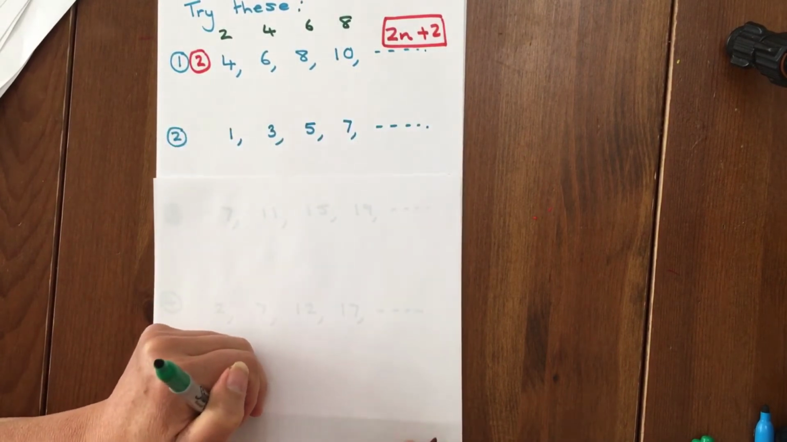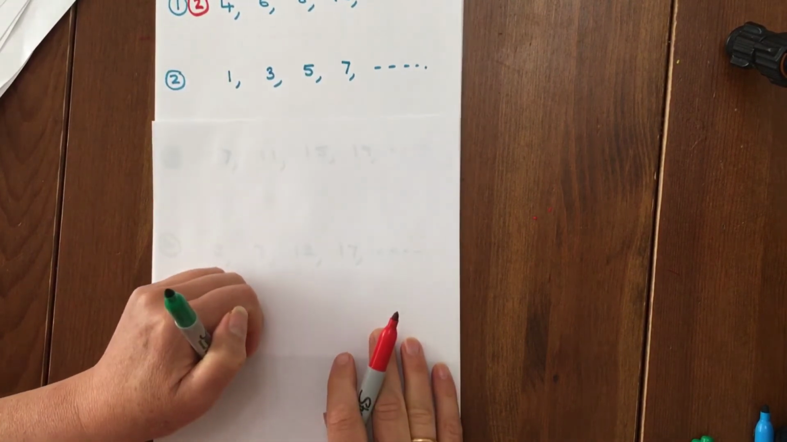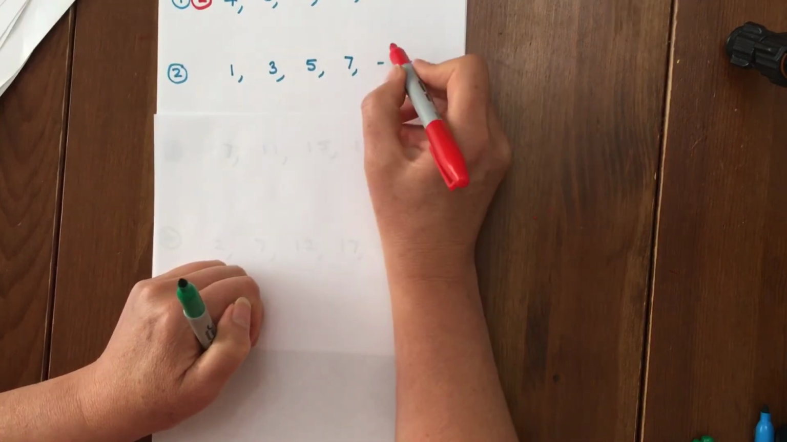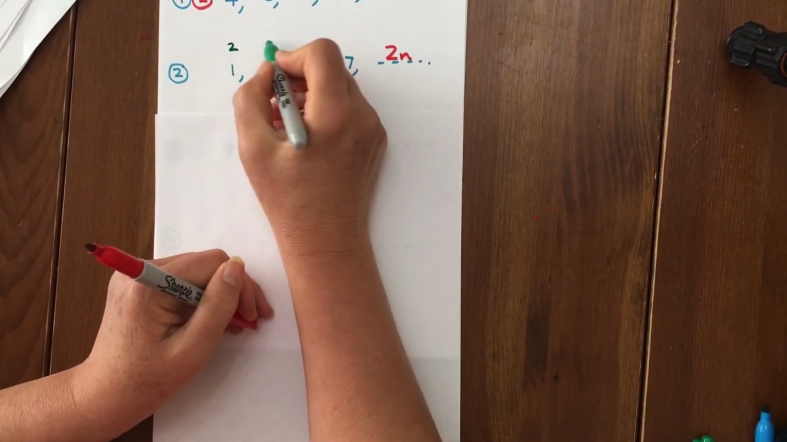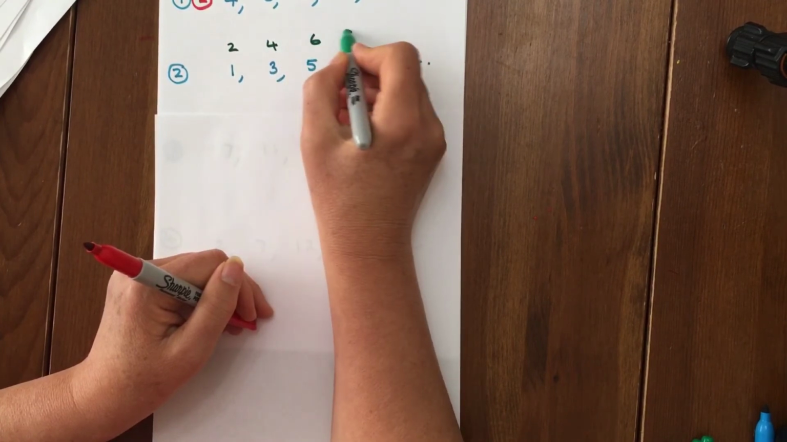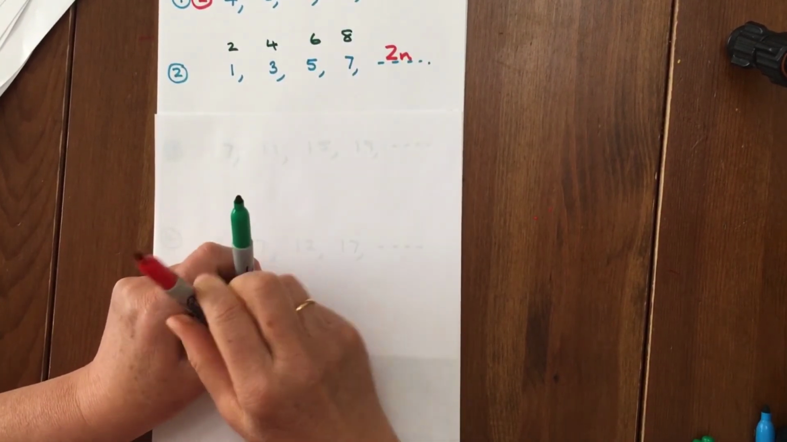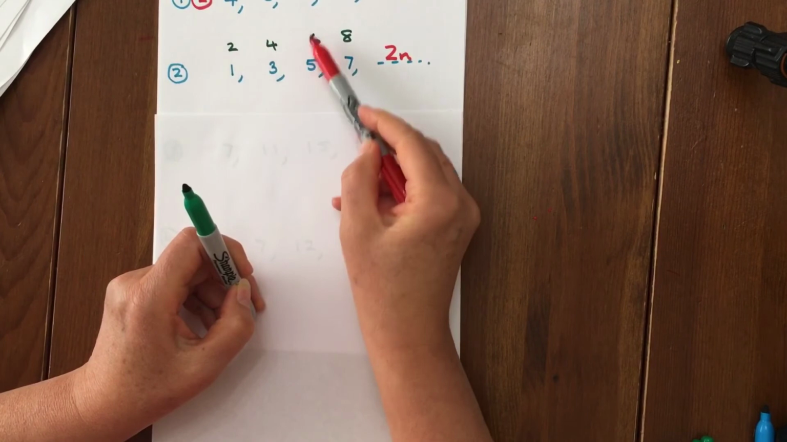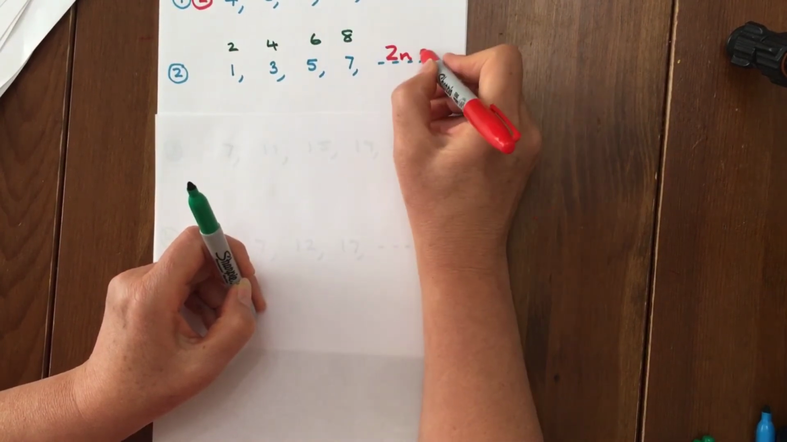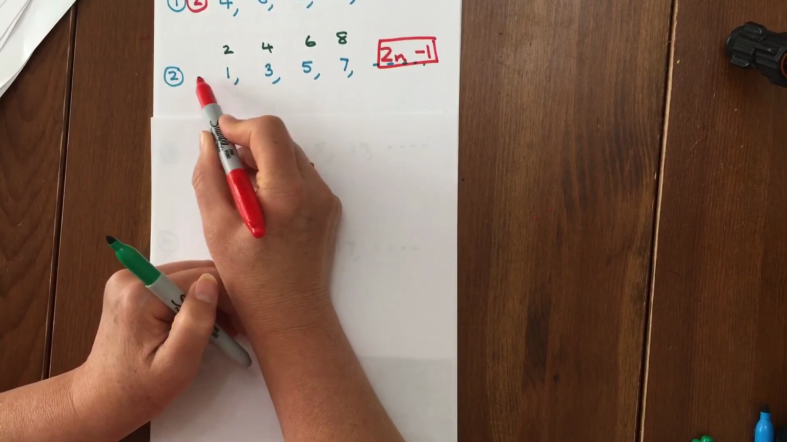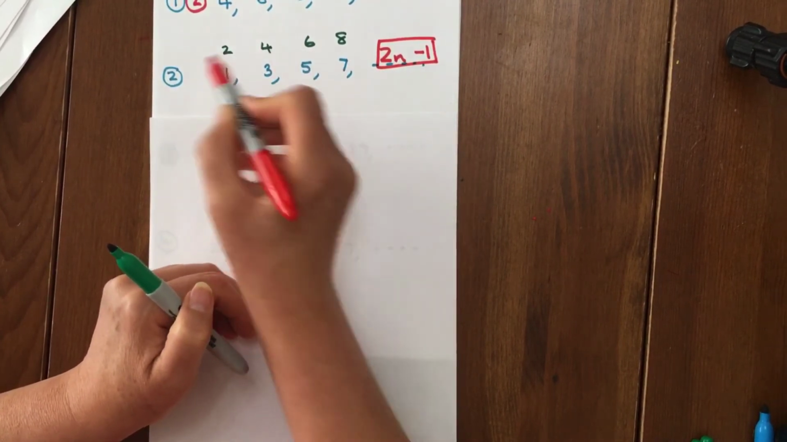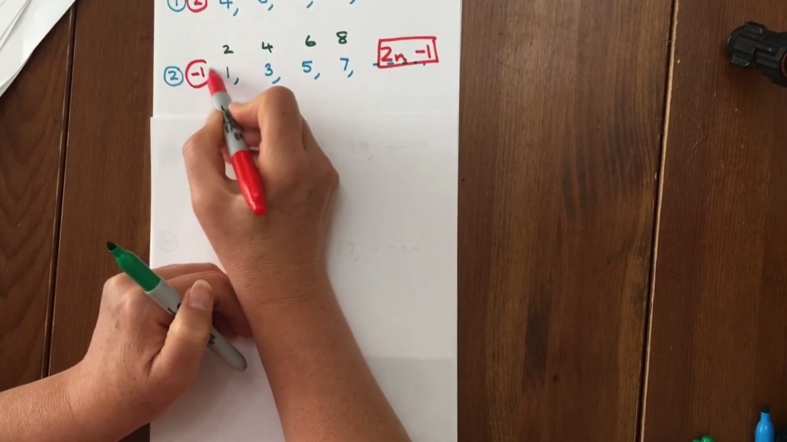Okay, next one. This is also going up in 2s, so it's 2n. I write down my 2n sequence here, starting off with 2. Each time I can see I'm taking away 1. Just to double check that, if I go back 2, because it was going up in 2s, it's minus 1.